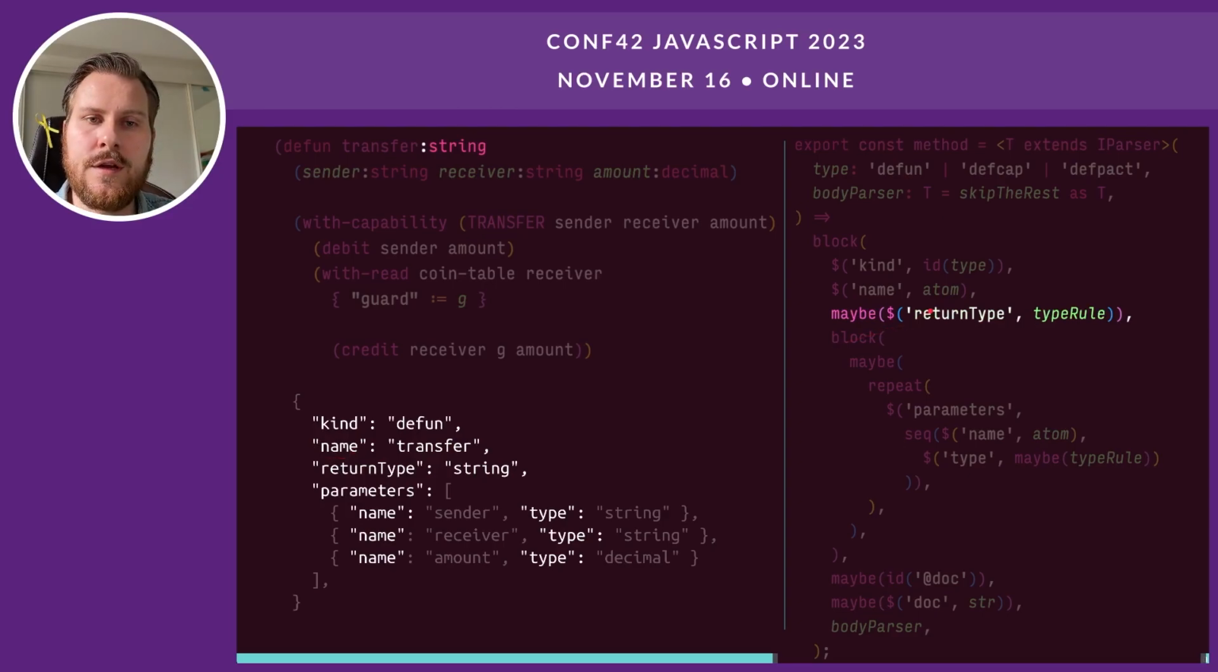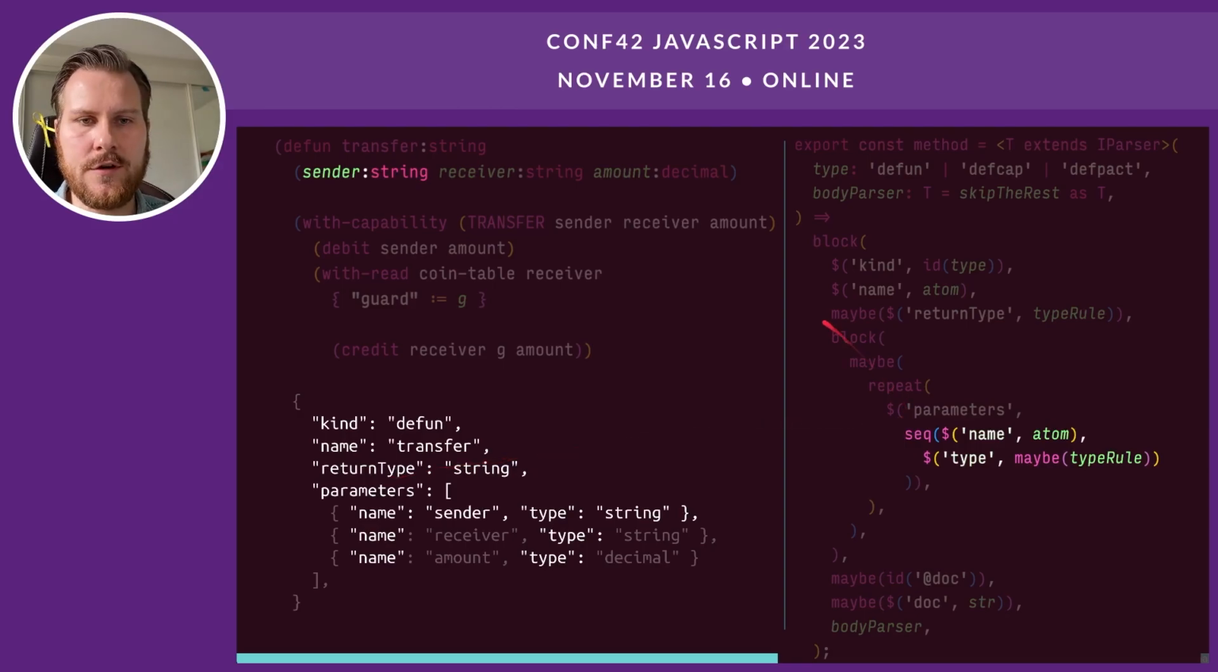Now, we could potentially have a return type. And a return type is a type rule because there is a colon at the start and then a value. So the type rule is actually a combination of atom and the colon in front. So a type rule means this is the definition of a type rule, which is colon and then atom. And if we have it, we want to store it as the return type.